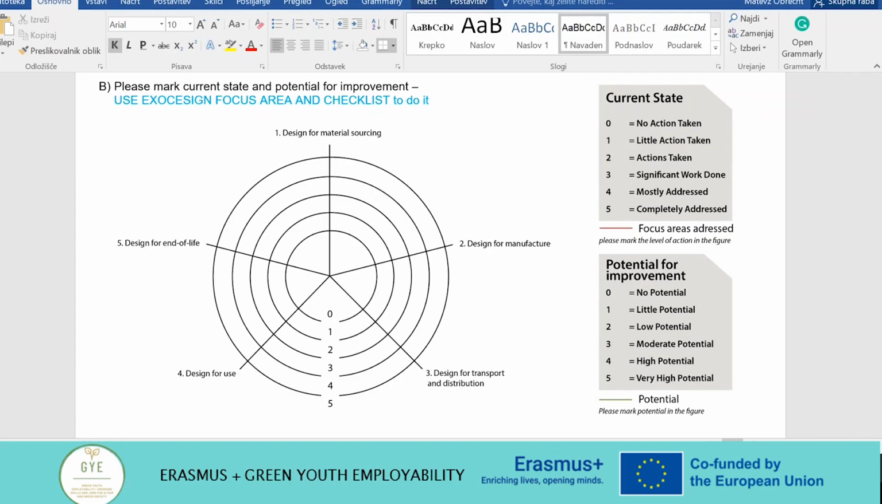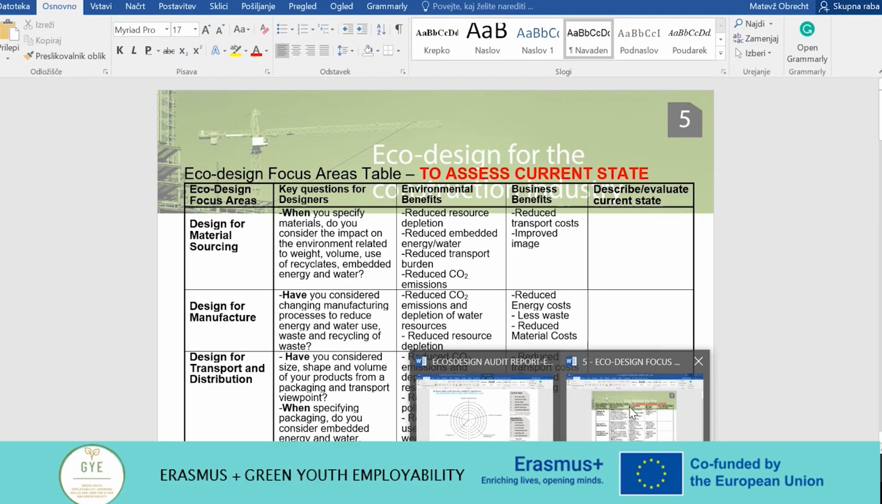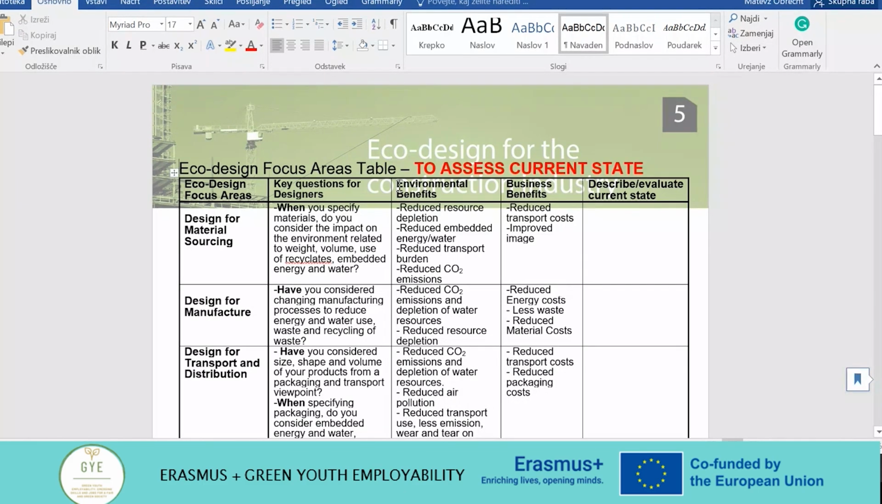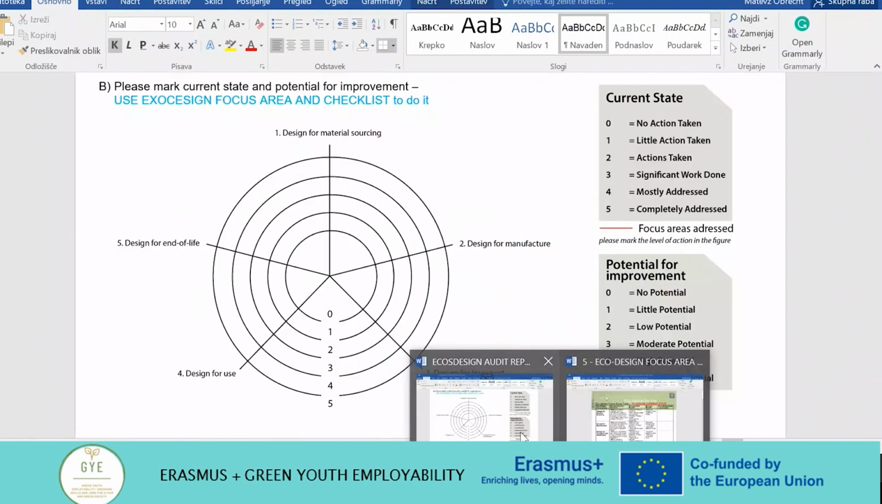And here you will use the second document that I sent to you. So you can use the eco design focus area table. You have it for design for material sourcing. You can use this one too. You can see it, it's a red color, so you can use it to assess the current state. You have it in the second document.